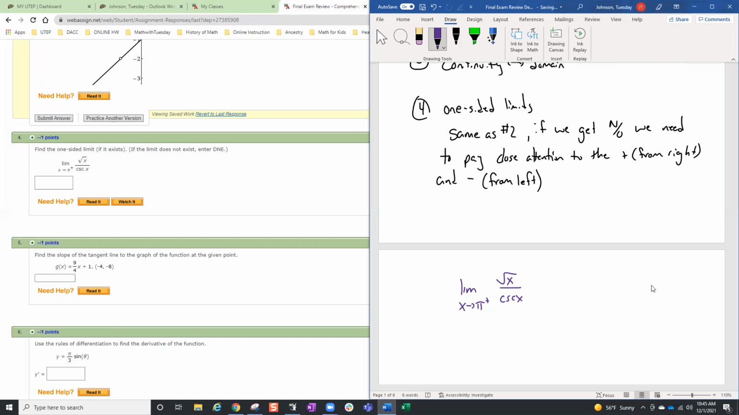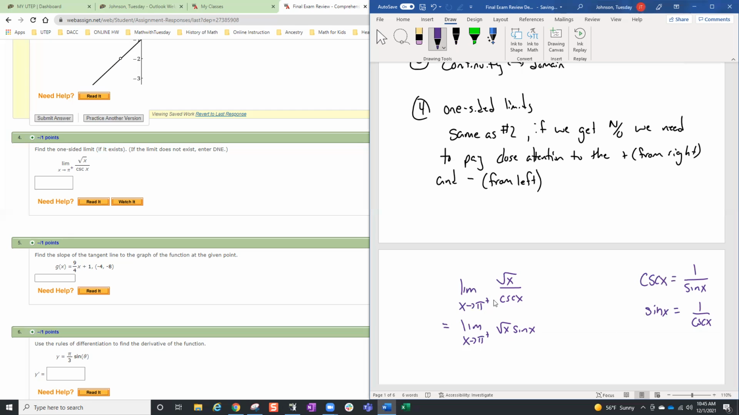Something I'd like to point out, trig-wise: cosecant is 1 over sine of x, but more importantly, sine of x is 1 over cosecant. So what we're really trying to find here is the limit as x approaches pi from the right of the square root of x times the sine of x. All right, sine is 1 over cosecant.